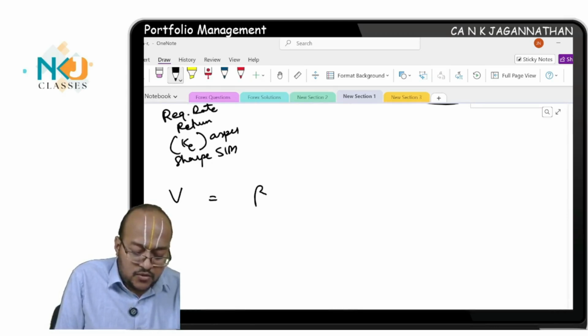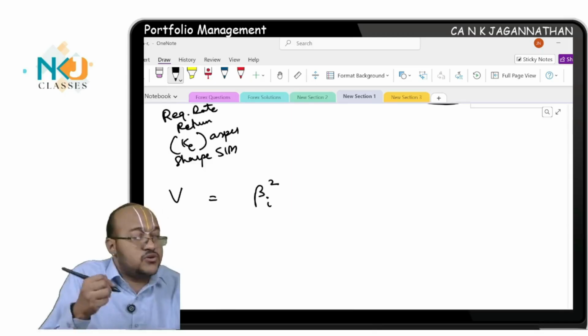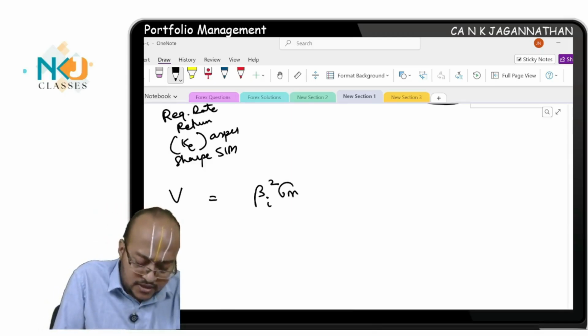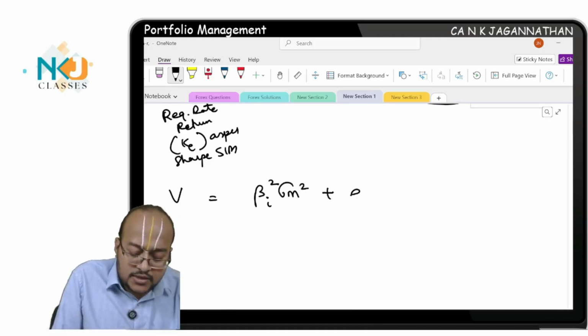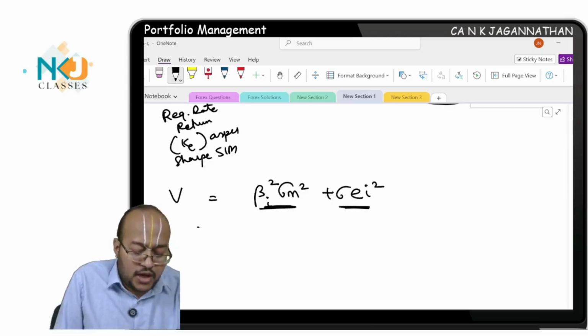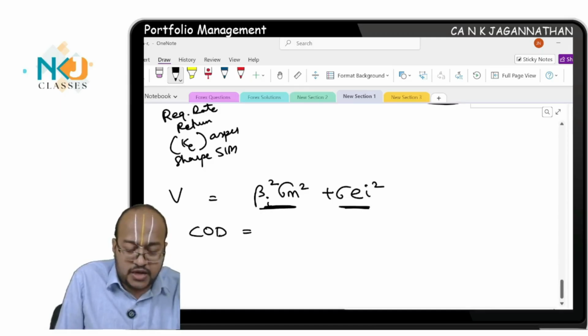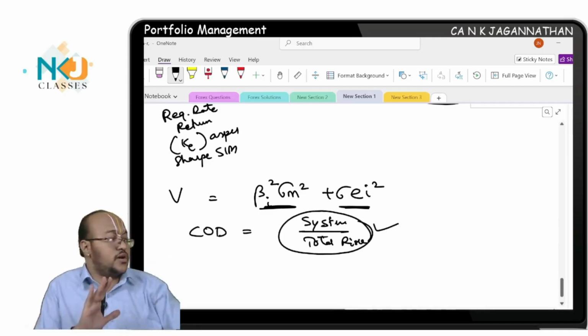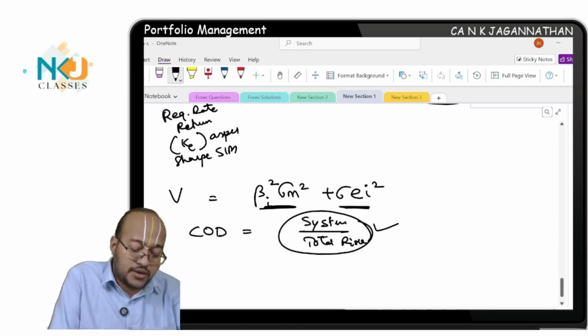Please tell me. Beta square of the individual security. Bi, the individual security's beta, Reliance Limited or Tata Limited, whatever the company is. Beta square sigma m square plus sigma EI square. Are you all understanding? This is the systematic portion. This is the unsystematic portion. Apart from that, coefficient of determination also we learned, which is nothing but systematic risk divided by total risk. This is what we learned till now. Shall I proceed? Shall I move on to the next area?